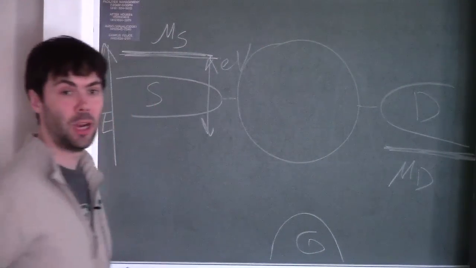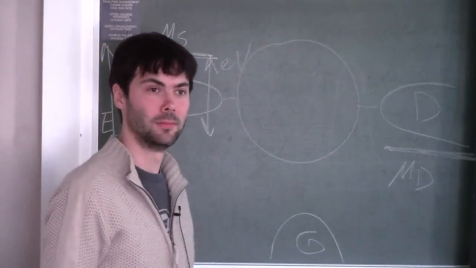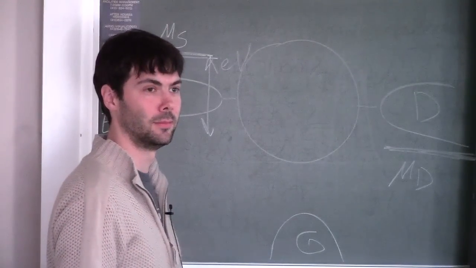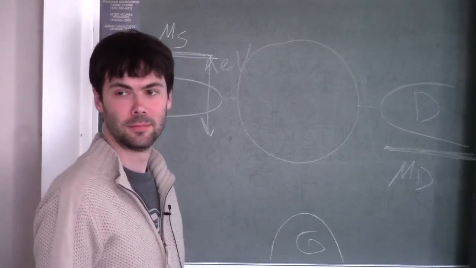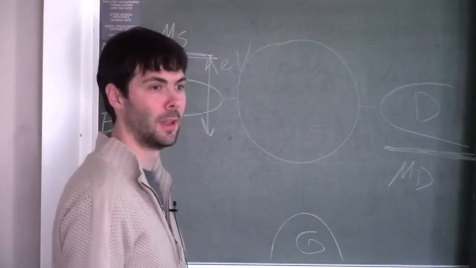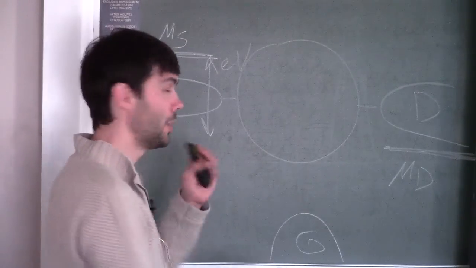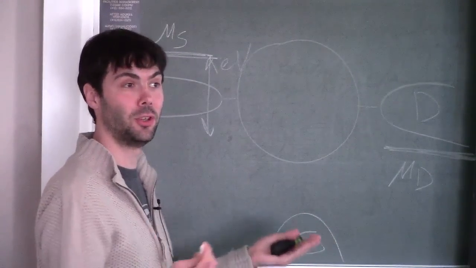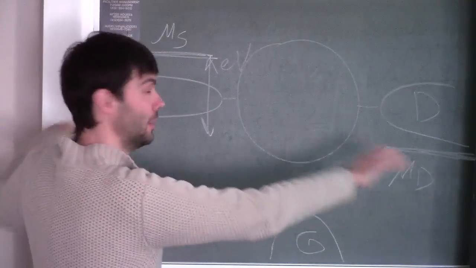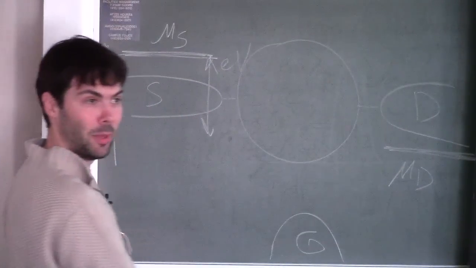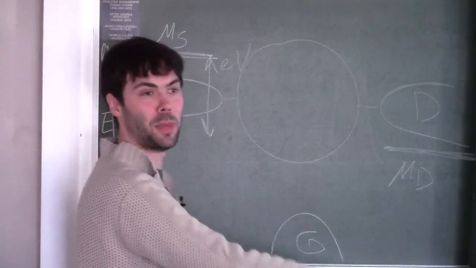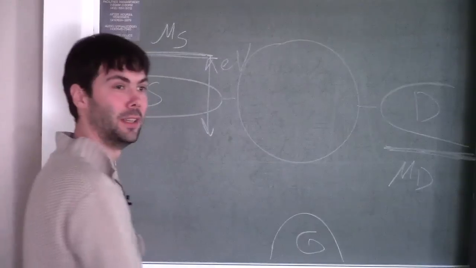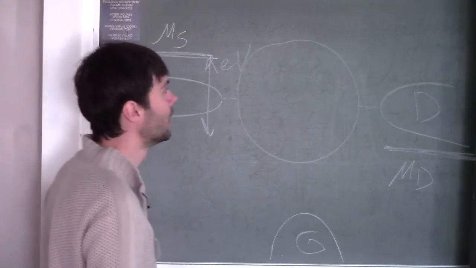So where does this bias come from? Well, how can I create this bias difference? Yeah, from an external battery, right? Somewhere out there, source and drain are connected to a battery. On one side we maybe put a ground, and in between there is a battery.